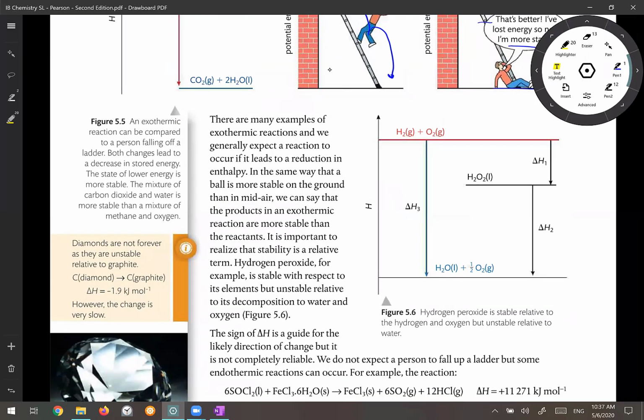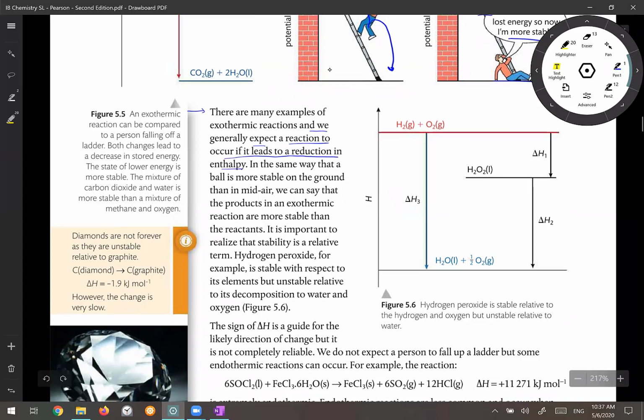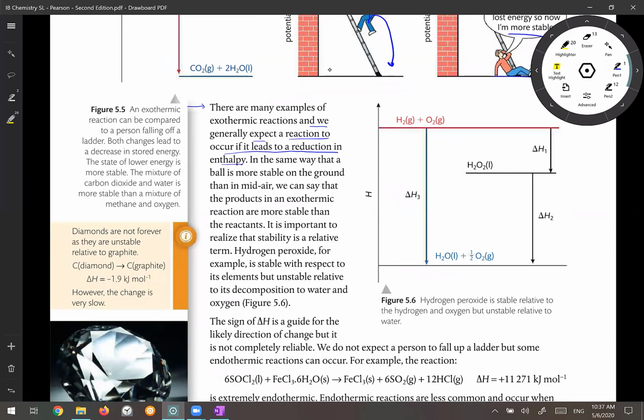Here is written, there are many examples of exothermic reactions and we generally expect a reaction to occur if it leads to a reduction in the enthalpy. So if the reaction decreases the enthalpy, meaning the reaction is exothermic, that reaction is reasonable to happen.